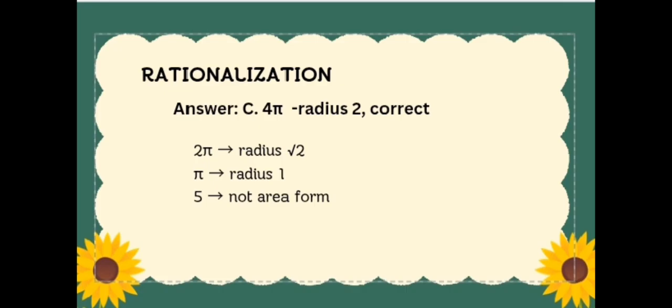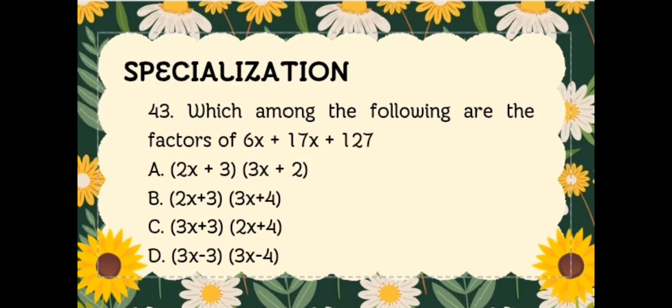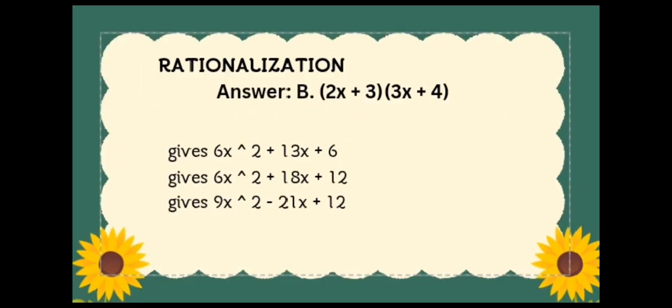42. The area of a circle whose equation is x plus y equals 4 is A. 2 pi, B. Pi, C. 4 pi, D. 5. So the answer is letter C, 4 pi. Radius is 2. So this is the correct answer. So 2 pi is a radius of square root of 2, and pi radius is 1, and the 5 is not the area form.